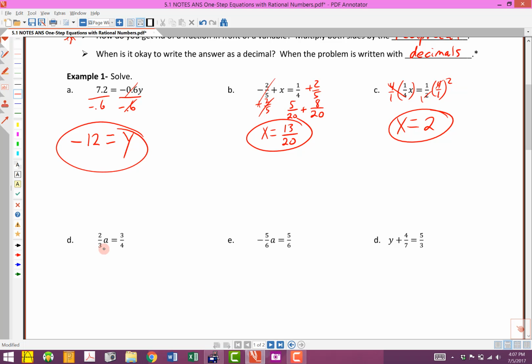Let's take a look at this one right here. Again, a fraction in front of the variable, so we're going to multiply by its reciprocal. The reciprocal is 3/2, so we're going to multiply both sides by 3/2. The 2's will cancel and the 3's will cancel. That'll leave us with an A.